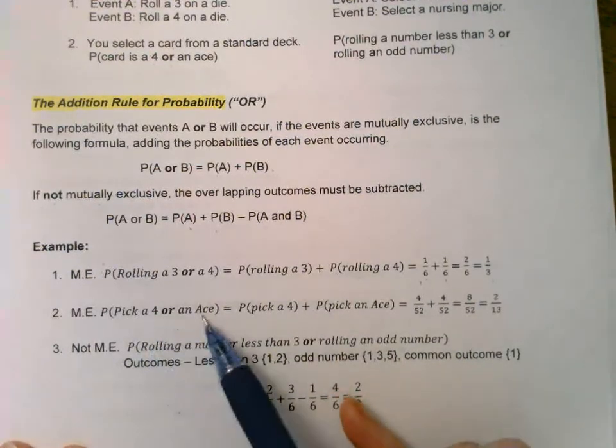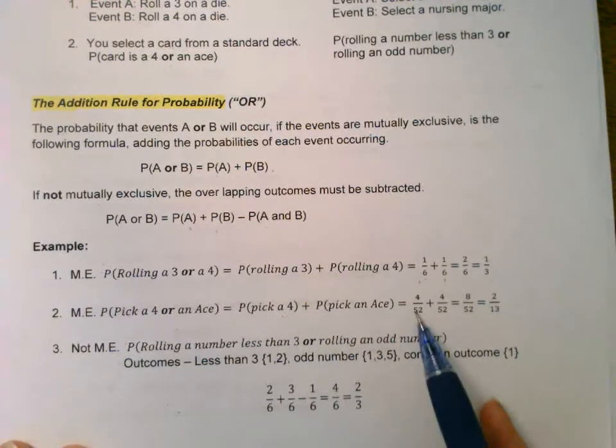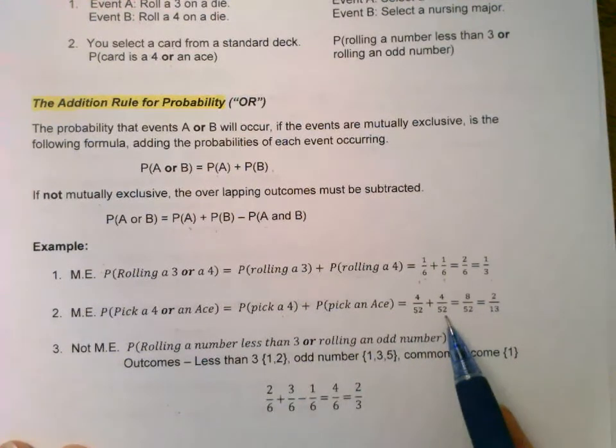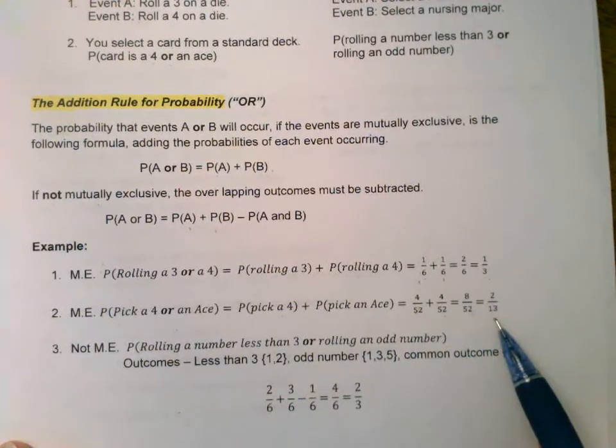Pick a 4 or an ace. So you take the probability of picking a 4 plus the probability of picking an ace, add them up, and reduce the fraction if you need to.